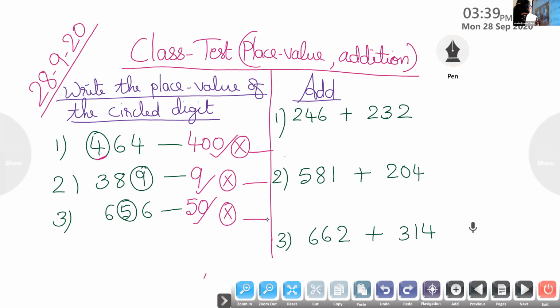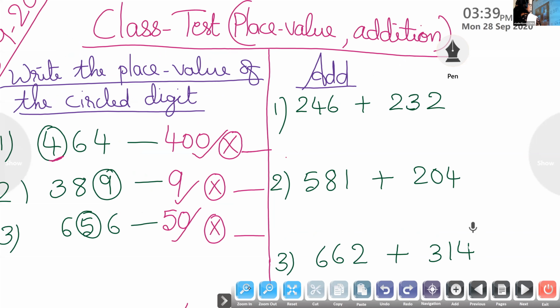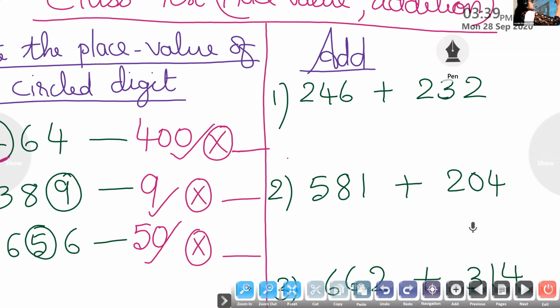Okay. Now we are moving to addition. The first one is given in horizontal form. So what you have to do first is make it in vertical form. Write the places: ones, tens, hundreds. Then write the numbers down.